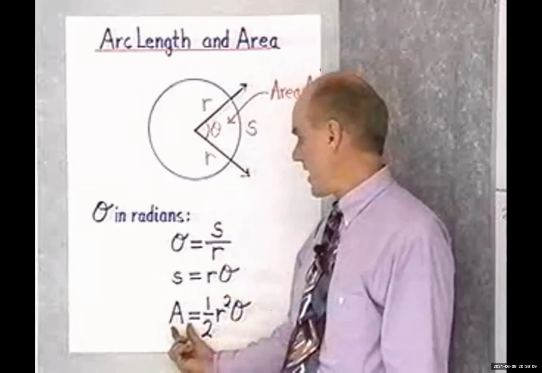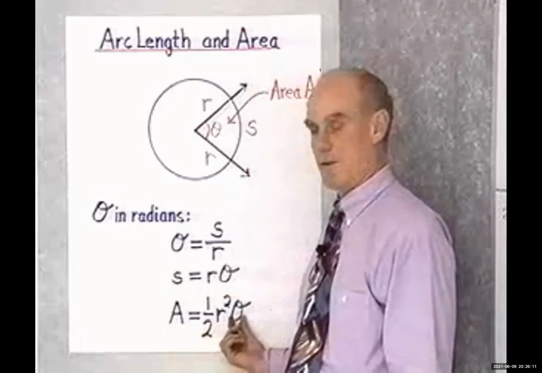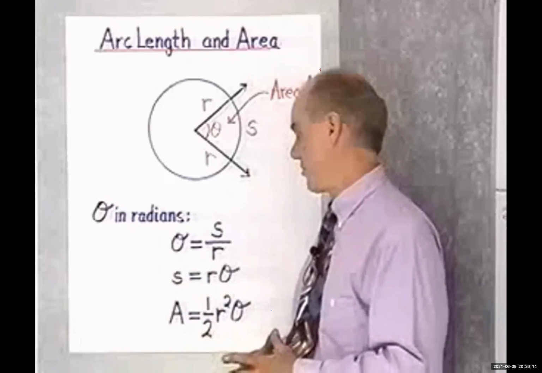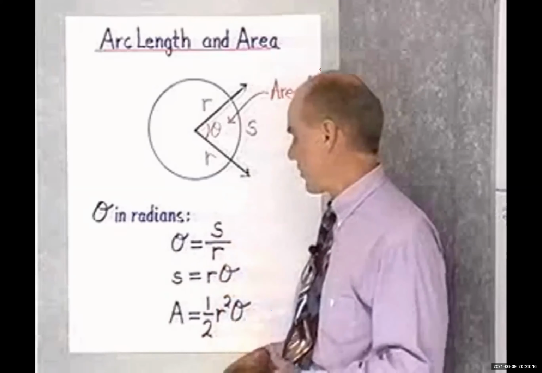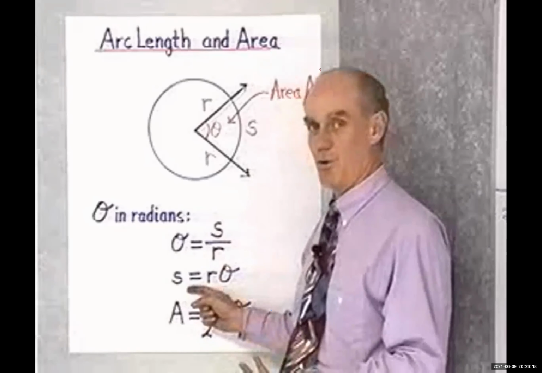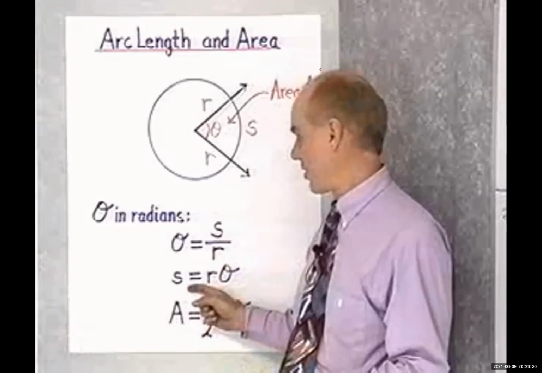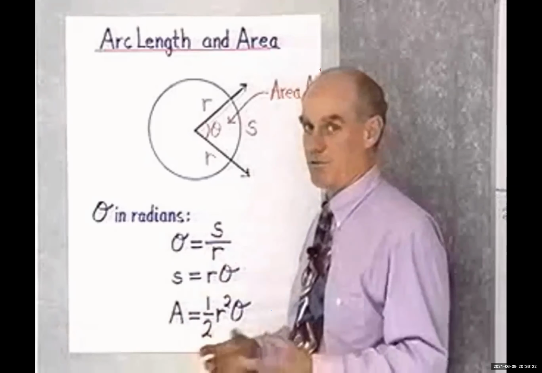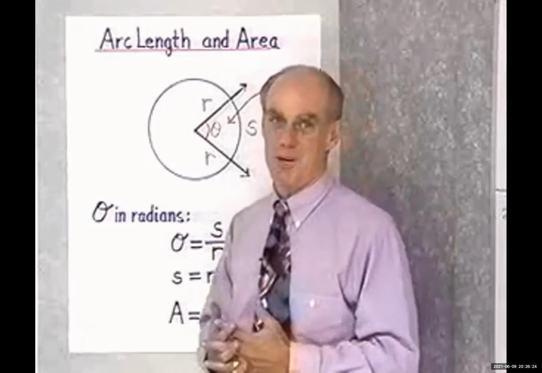The area of that sector is 1/2 r squared times theta, and again, theta has to be measured in radians. So we want to work with these formulas right here. The new one for arc length is really an old formula written a new way, and the area of a sector is a new formula. Let's go to the board and work our first problem.